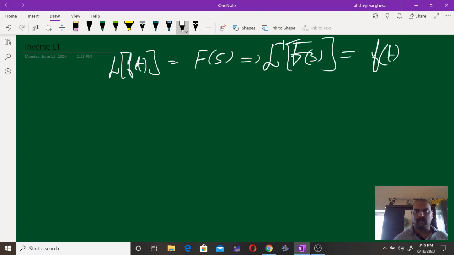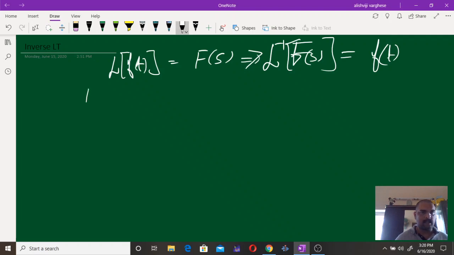And there is no simple formula by which we can calculate the inverse Laplace transform of a given function of s. But what we are going to do is tabulate the Laplace transforms of a number of preliminary or elementary functions, and using those functions and their Laplace transforms, we are going to calculate the inverse Laplace transform of some common types of expressions. We start with a simple example.